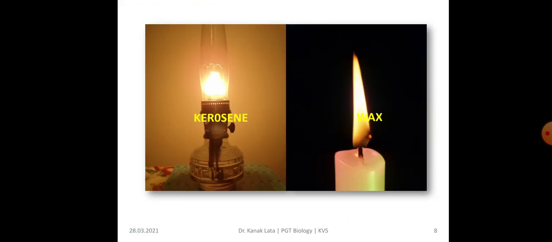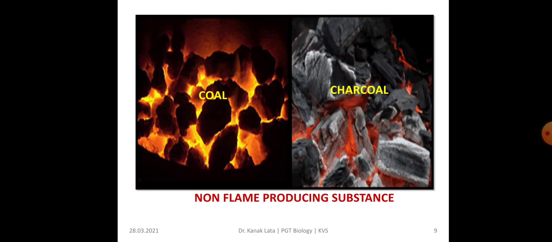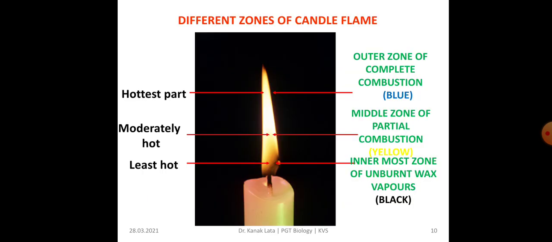Here you can see the flame of kerosene, flame of candle. Here you can see the non-flame producing substances, they glow, and the combustible substances which produce glow are coal, charcoal, etc.